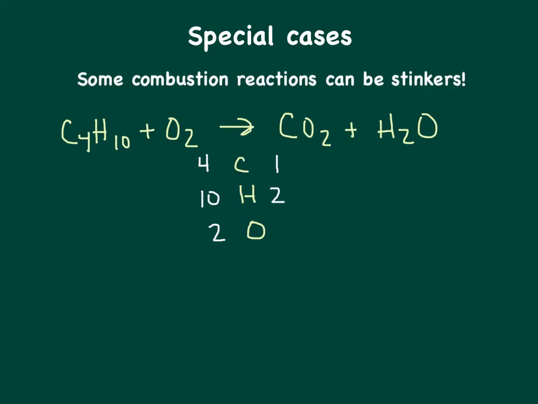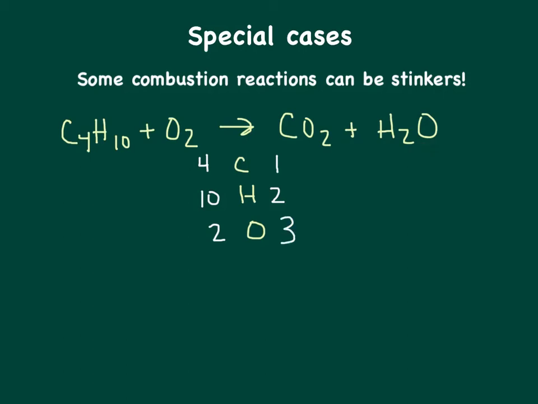Some combustion reactions can be pretty tough. That's why I set this one up for you. I got everything all counted up for you except for the oxygens on the product side. In the carbon dioxide, we have 2 oxygens here, and we have 1 oxygen in the water. So that gives us a total of 3 oxygens on this side.